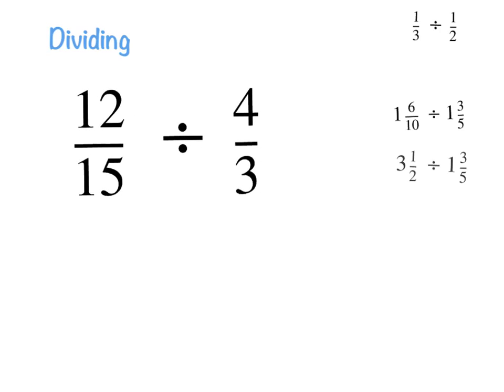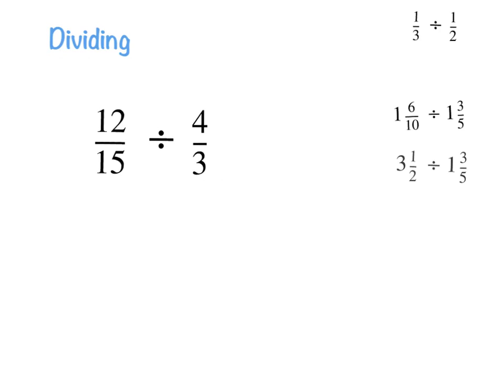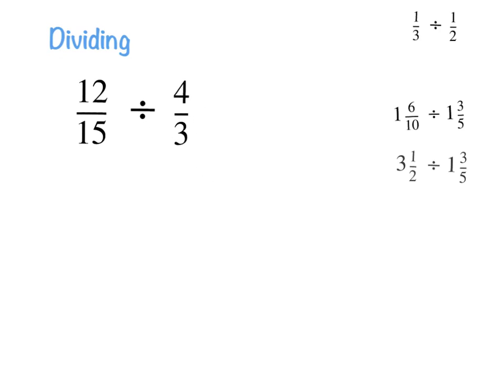Okie dokie. So we've got 12 on 15 divided by 4 on 3. Okay, so I know I need to flip it. So I know another way of saying that, or an equivalent way of writing that, would be 12 over 15 multiplied by, I flip my second fraction's numerator and denominator, and it becomes 3 on 4.